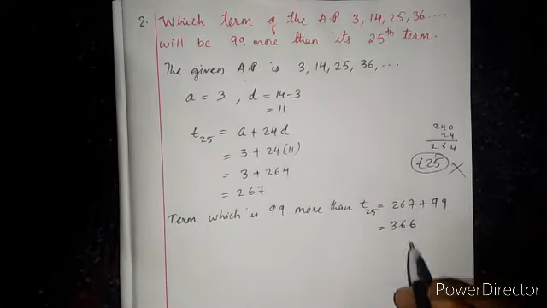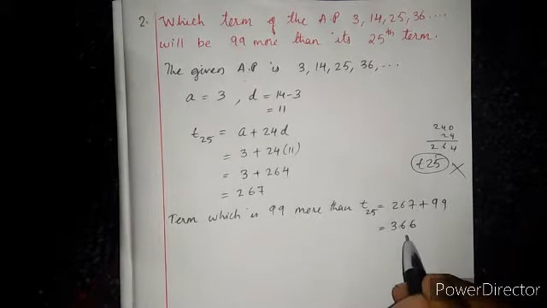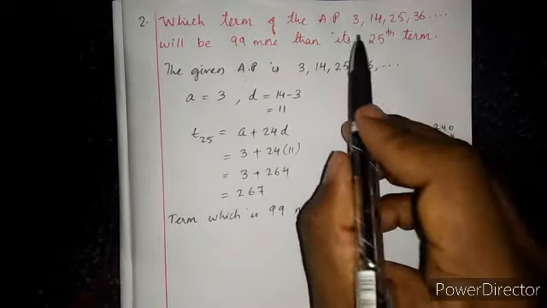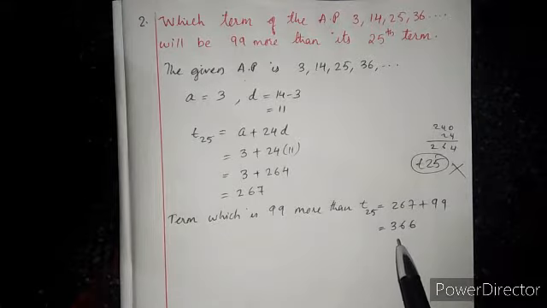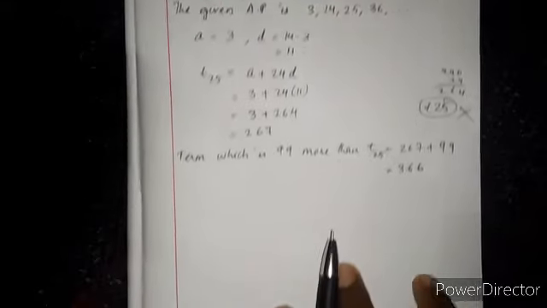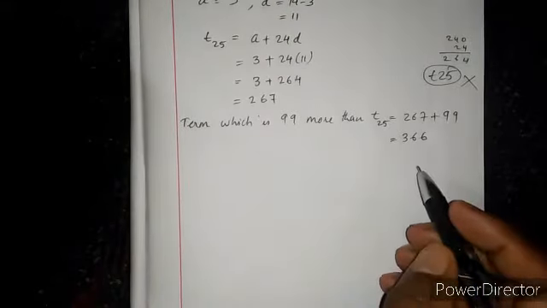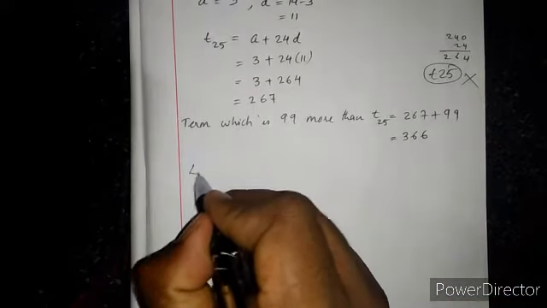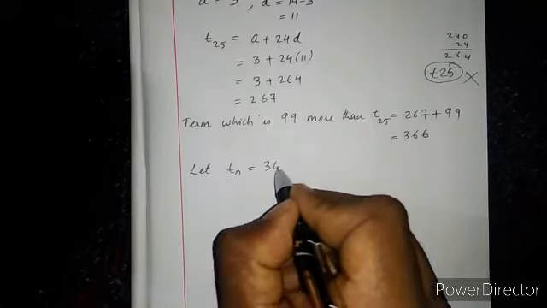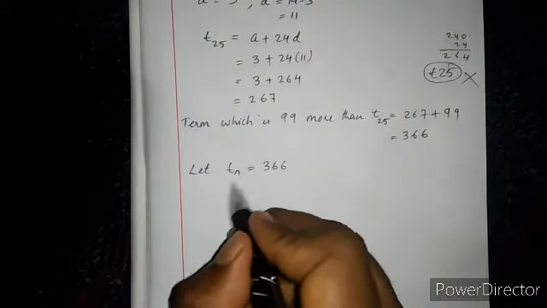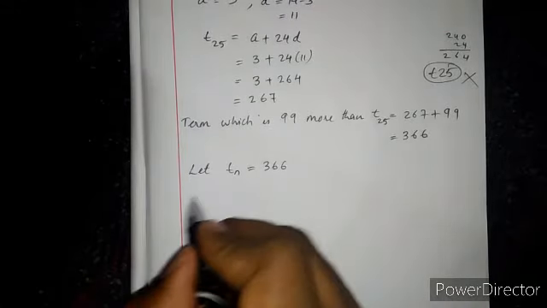So now you got this number, and we have to find which term of the given AP this number will be. To find that, what to do? We will consider this as the nth term. That is the method, right? You already knew it. So now let us consider this as the nth term. So let Tn be equal to 366. So what about the Tn? What is the equation for Tn?